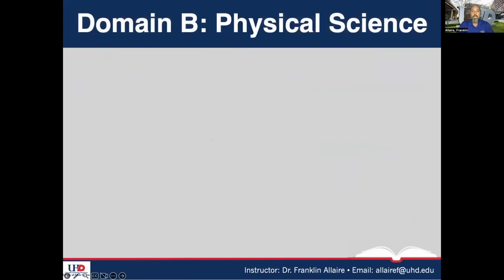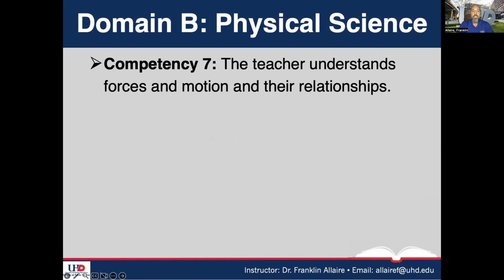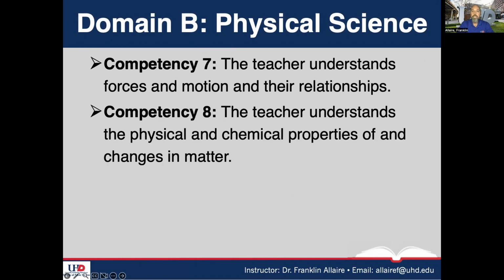Competencies 7 and 8 get us into Domain B, which covers the physical sciences. Competency 7 says, the teacher understands forces in motion and their relationships. Competency 8 says, the teacher understands the physical and chemical properties of and changes in matter. As we saw in the first three modules, there's a lot wrapped up in each of these competencies. For this reason, both competencies 7 and 8 have been broken down into multiple sub-competencies.